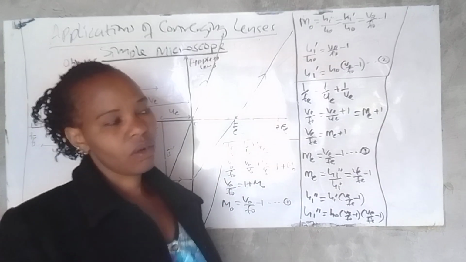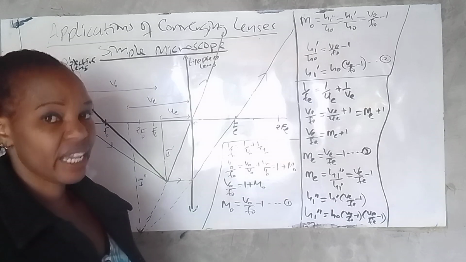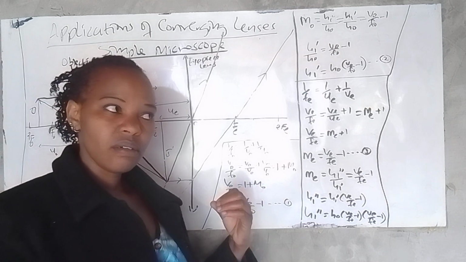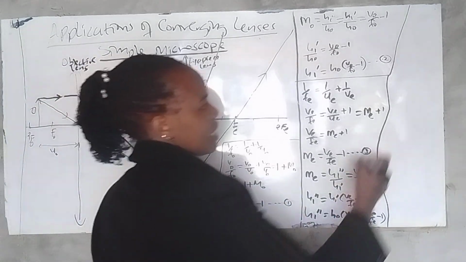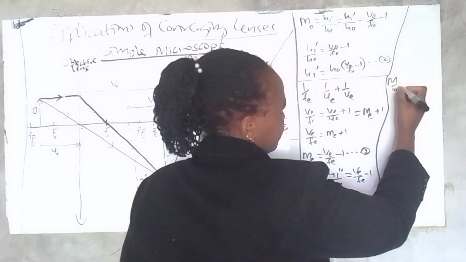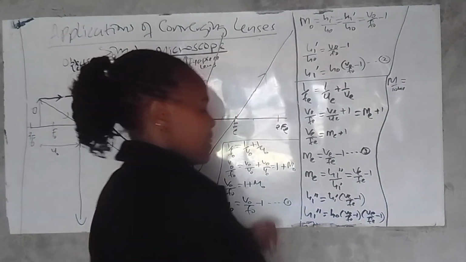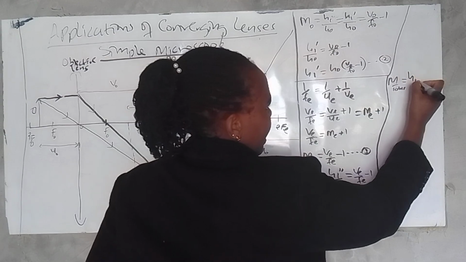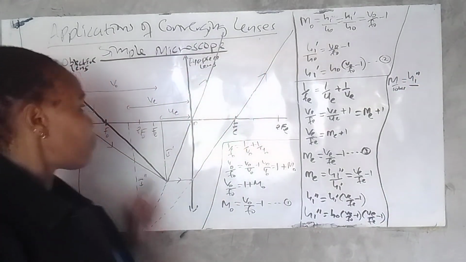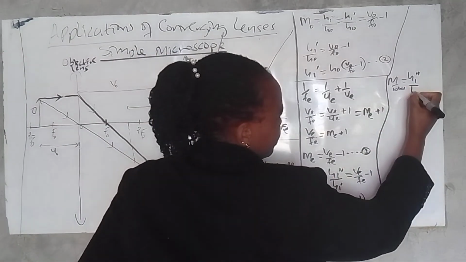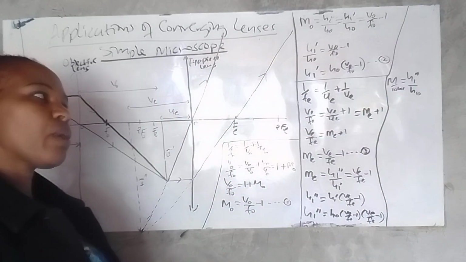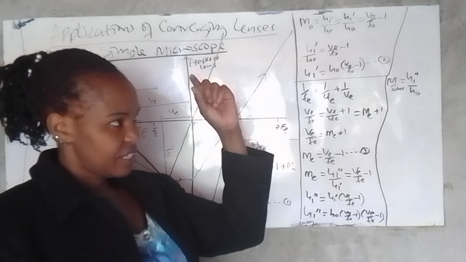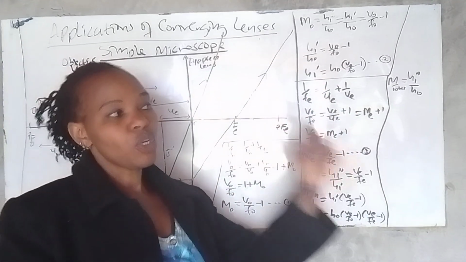Now lastly, we are interested in total magnification. What is the total magnification of our microscope? Now, to get M total, that will be what? The last image, HI prime prime, divided by the height of object. Remember, the object is the one we are magnifying. And to get the true magnification, it is the height of our last image, which we are going to observe.